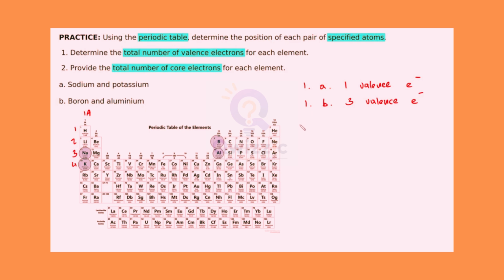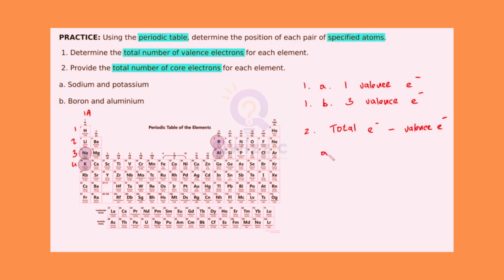Moving on to problem number 2. We want to provide the total number of core electrons for each element. Remember that the number of core electrons is equal to the total number of electrons minus the number of valence electrons. This is reasonable, right? The core electrons are all of the electrons that an element has except from those in the outer shell or the valence shell. So we have to find that difference.